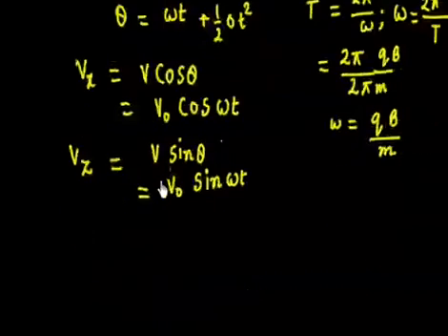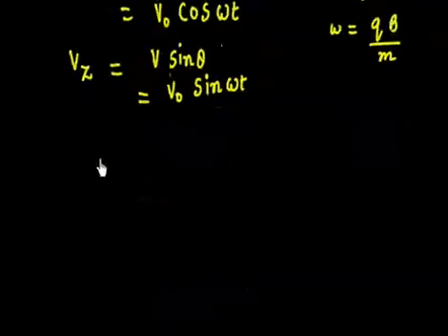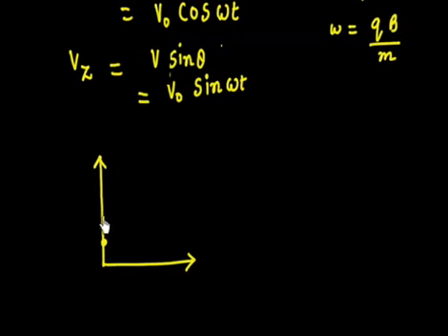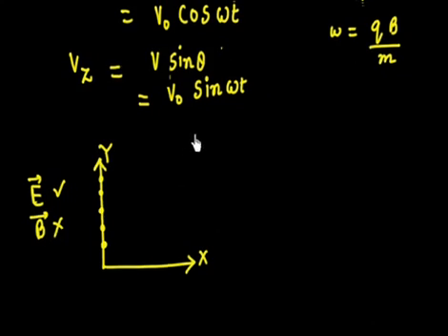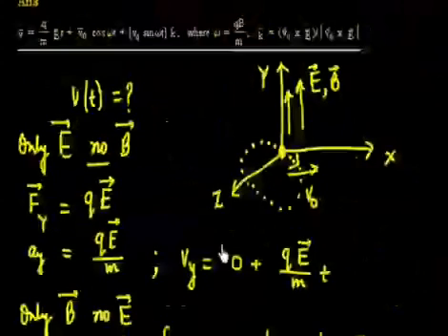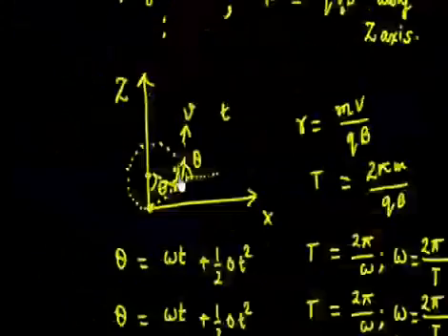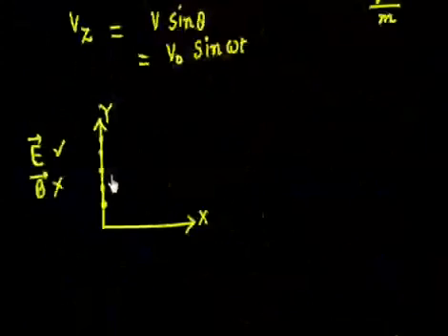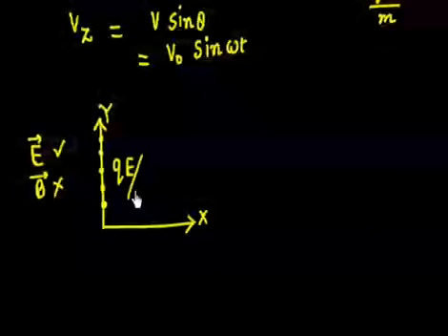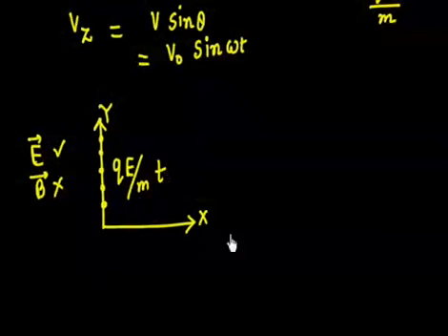Now if I superimpose these two situations, we have a situation something like this. If there is only an electric field and no magnetic field, this charged particle will move along the y direction. It is here, here, here, and the velocity is given by Vy. So this is x, this is y. With no magnetic field, our motion is a straight line, and the velocity is given by qE by m into t, in magnitude, in the y direction.